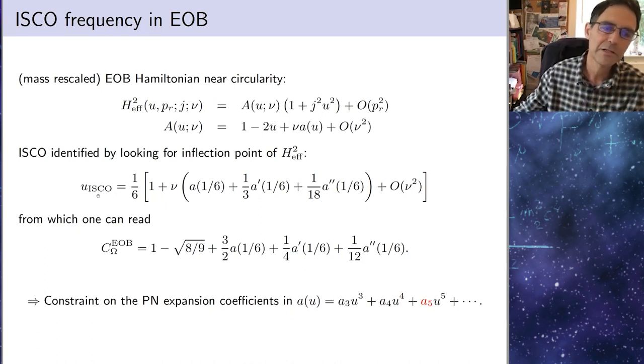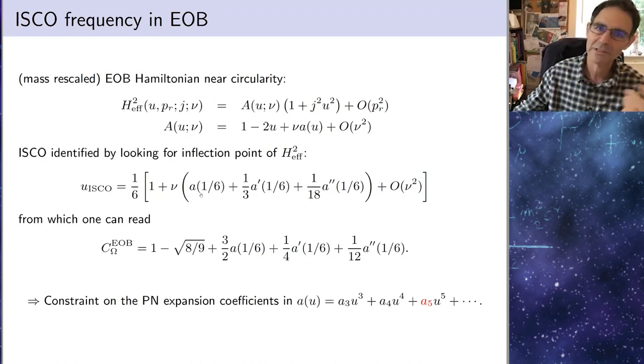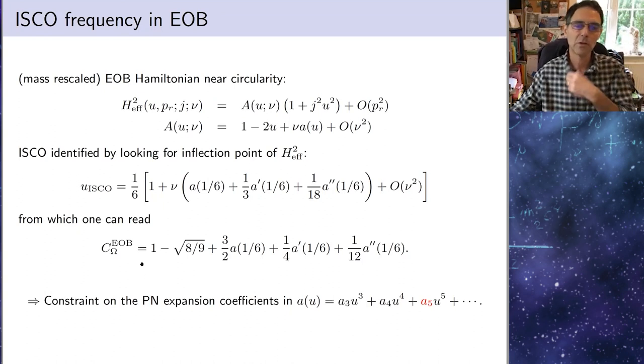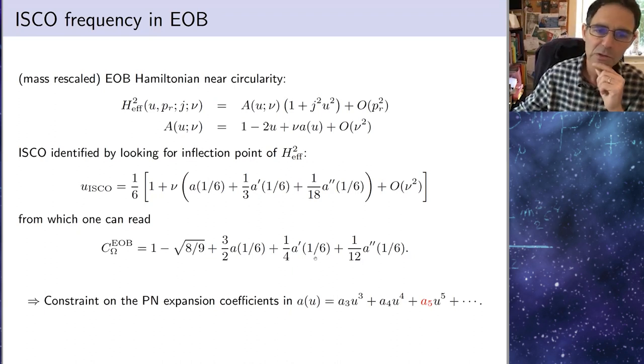When you identify it, you get a relation between the location of the ISCO and these a priori unknown functions A that capture the order q, order mass ratio part of the main EOB potential. Because you need two derivatives to get the inflection, you get that the radius depends on this A evaluated at the ISCO and the first and second derivative. And now in the last stage, you want to convert that to frequency so you can extract this C coefficient, or the EOB version of that C coefficient, and you get something like that. And knowing what the self-force value is, knowing this exact benchmark, gives you a constraint on the value of A and its derivative at the ISCO.